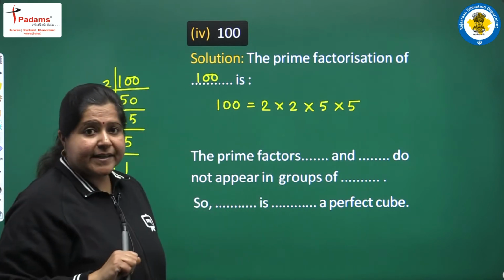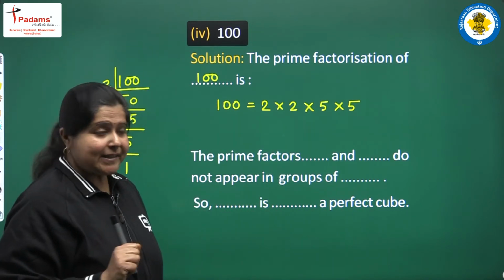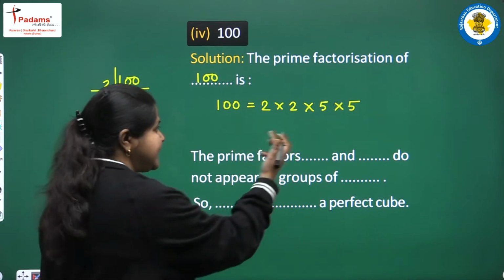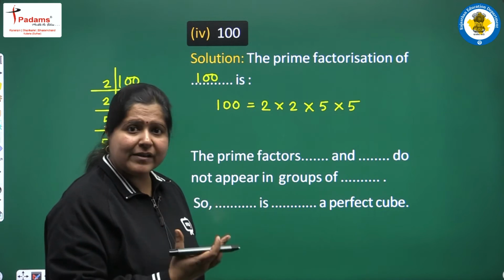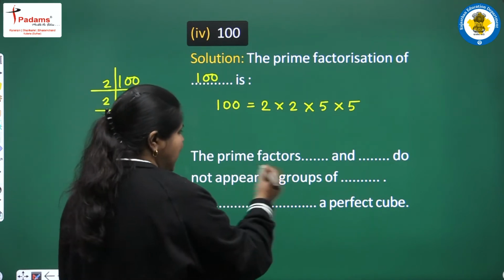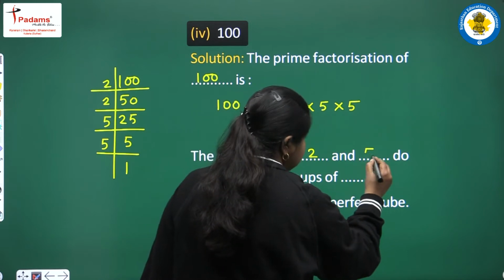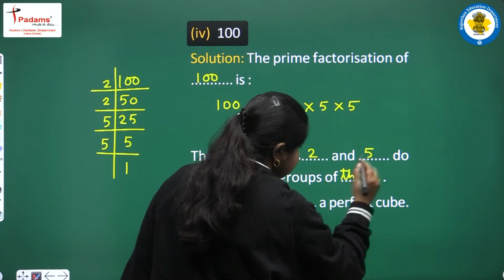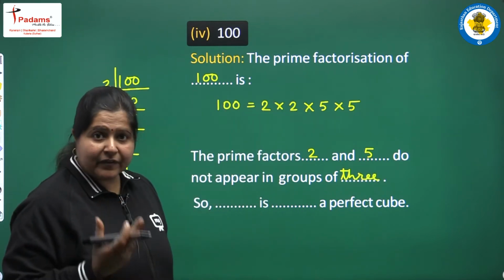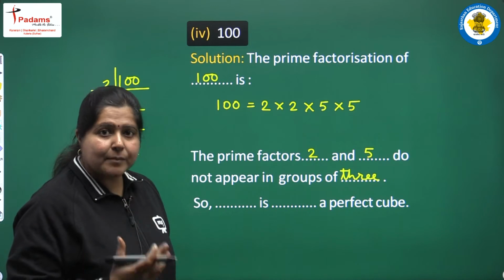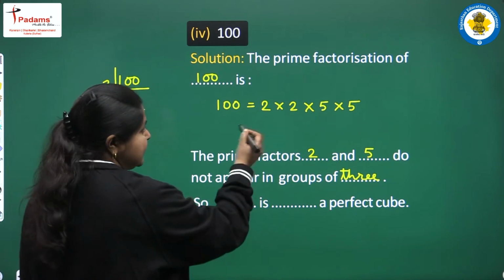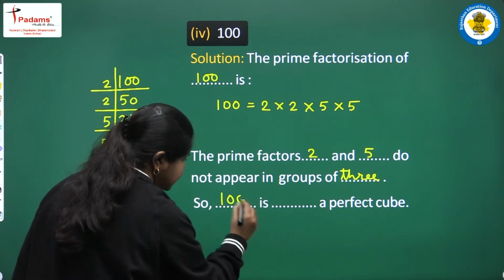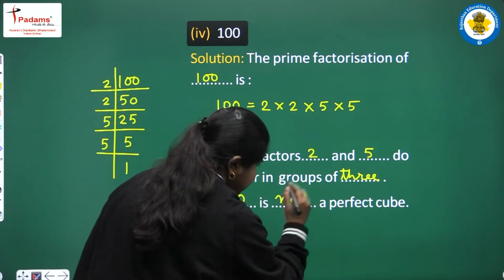Now forming the triplets, we are unable to get any triplet. You will see that a triplet is not being formed for 2, a group of 3 is not forming, and similarly we are not getting a group of 3 for 5 either. So what we write here, the prime factors 2 and 5 do not appear in groups of 3. So then, is this number 100 a perfect cube? No, it's not a perfect cube, because here the factors are not in groups of 3. So we write here 100 is not a perfect cube.